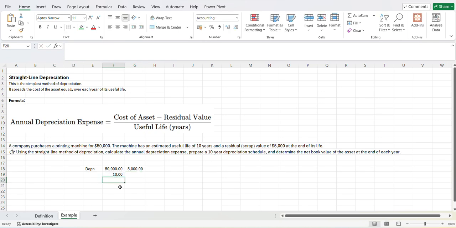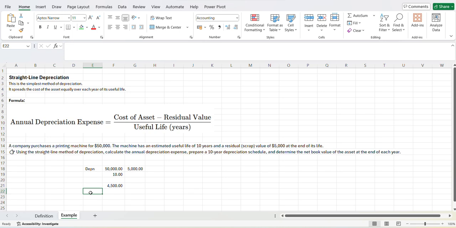Okay. So let's calculate the annual depreciation. Each year in the profit and loss, we'll say equals, open brackets, 50,000, minus 5,000, close bracket. So 5,000 is the residual value. Divide by the useful life. So useful life is 10. So I divide by 10. So each year depreciation is 4,500.